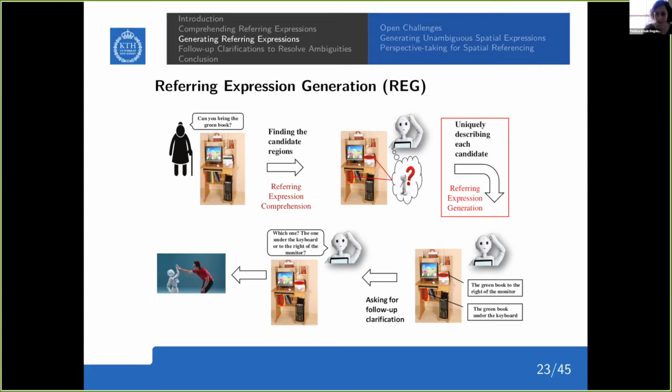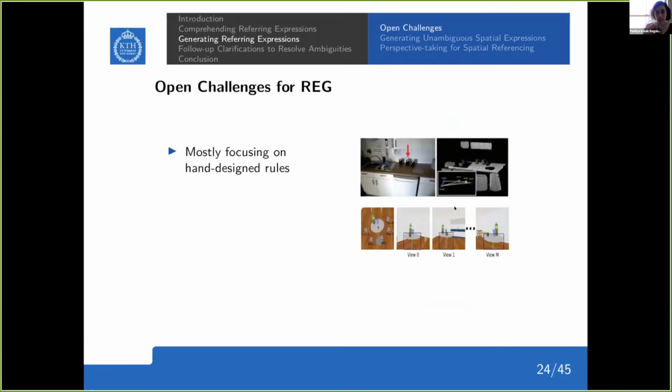After finding these regions, we aim to uniquely describe these candidate regions in order to ask clarifications, right? So now we are going to focus on the referring expression generation part. Again, I'm going to skip the literature on referring expression generation for the sake of time, but I'm going to focus on what are the open challenges we identified for referring expression generation.